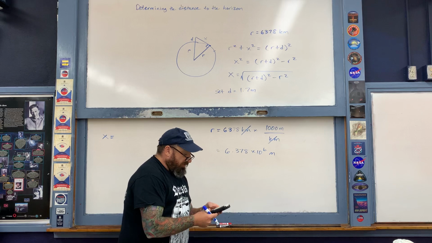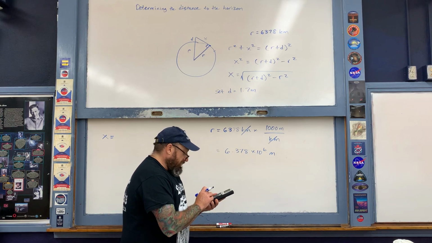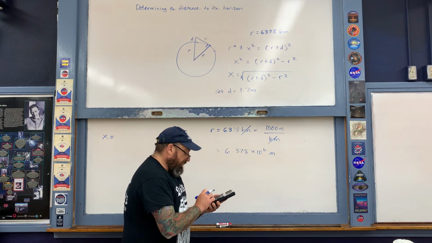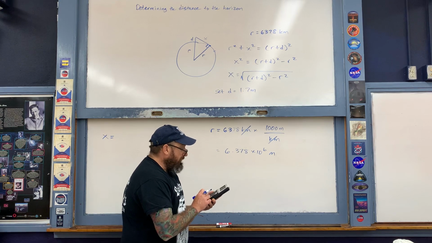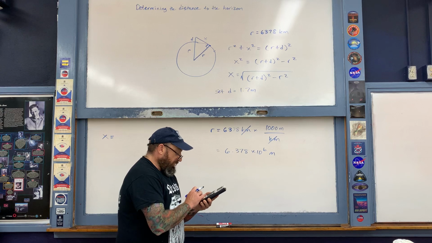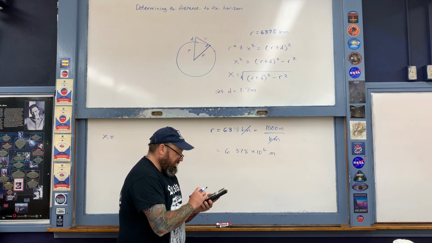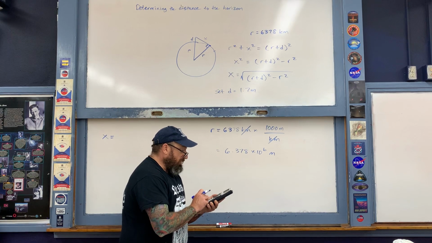So I have the square root of the following quantity. First of all, I have r plus d, so 6.378 times 10 to the 6th plus 1.7. Okay, and then I take that value and I square it. And then I subtract from that the distance r squared, so minus 6.378 times 10 to the 6th squared. Close my parentheses now and take the square root of the whole thing.